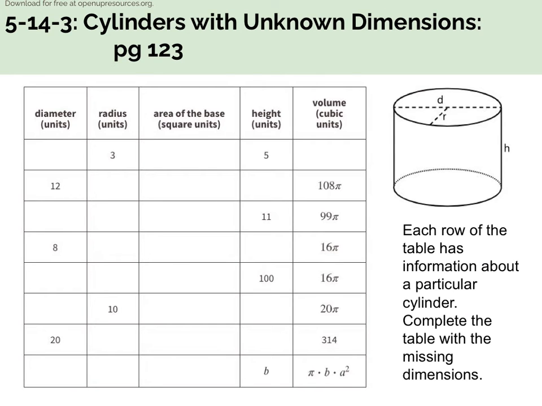So let's look at page 123. We have this huge table. And what we're going to do is, if you look at it, we have a diameter, we have a radius, the area of the base, height, and then a volume of a cube. So you're given pieces of information and you're going to be asked to go ahead and fill in the rest. This is going to take some time. You are going to need to pause this video while you're going through this.